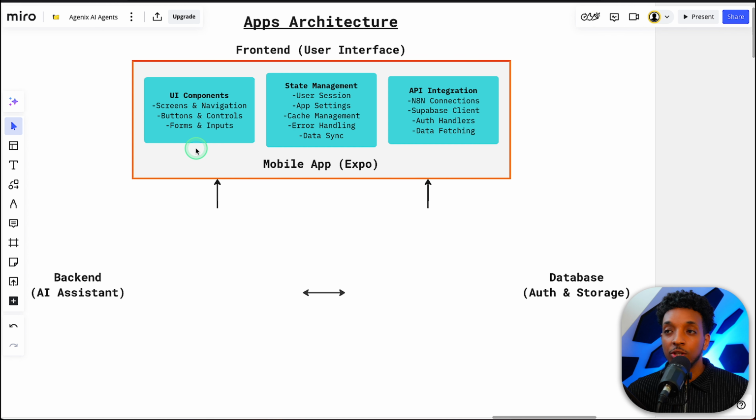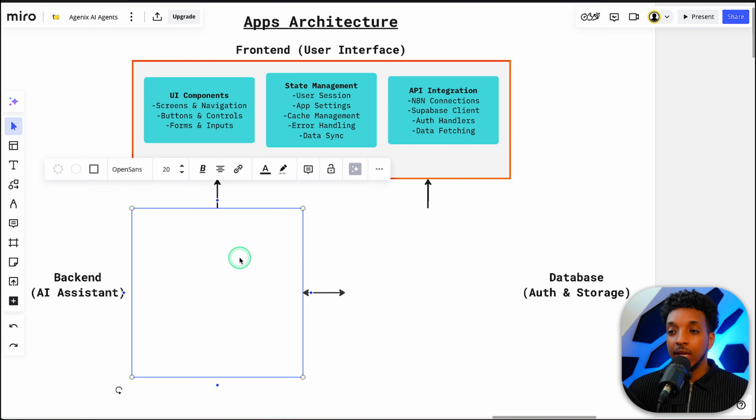Then we have state management. So we have to keep track of the user sessions, the application settings, the cache management, error handling, and then data syncing, making sure all the data is in sync. And then finally, we've got API integrations, and this is where n8n connections happen. We set up the client for Supabase, and I'll get into that in a second. We have the authentication handlers and the data fetching from the backend or the database.